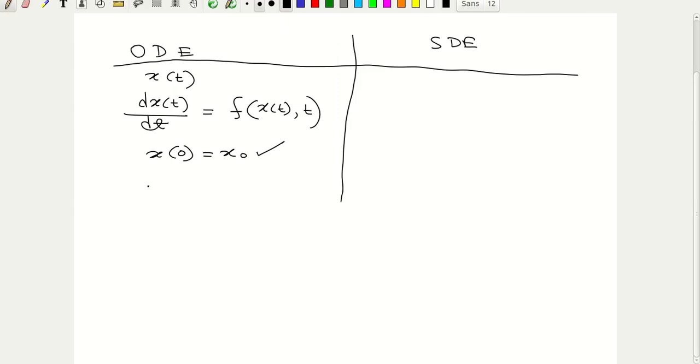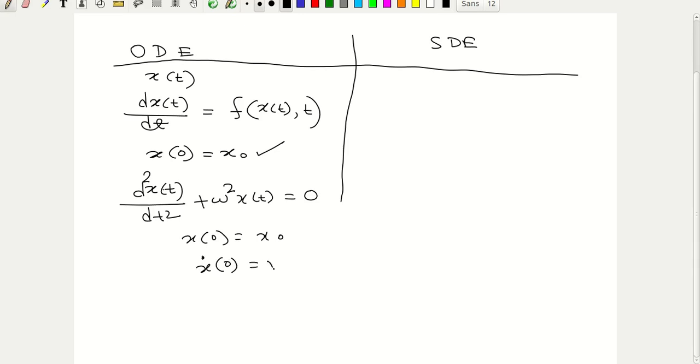Now, you have solved the differential equation of the simple harmonic oscillator, on which I have already uploaded a lecture, d squared x by dt squared plus omega square x of t is equal to 0. Here you need to know x of 0, and also x dot of 0, which is v naught. These two conditions you need to solve this differential equation, because it's a second order differential equation. If it is only a first order differential equation, we'll be needing only one constant, which is x of 0 is equal to x naught.